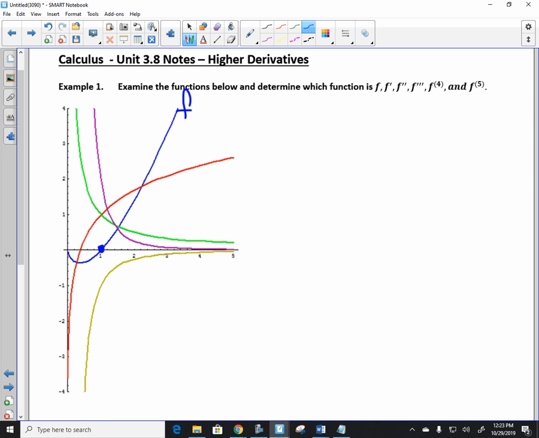So let's move from there. What's F prime? The red one. The red one is F prime. Notice that the derivative is negative, 0, positive. So the red one is negative, 0, and then positive. So that's F prime.